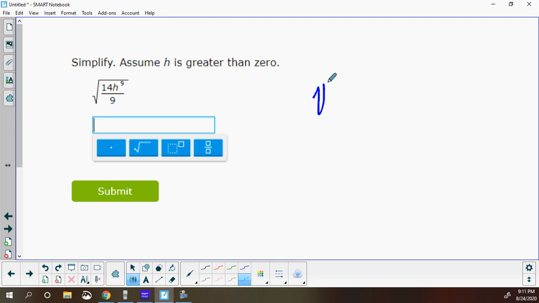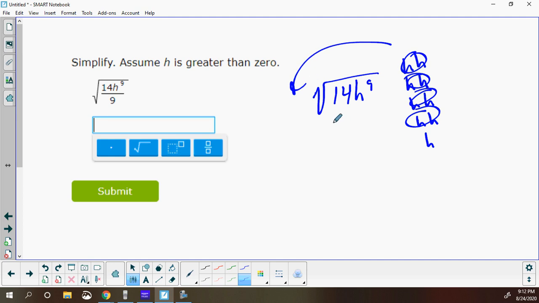Again, break it up. 14 h to the 9. We already did the work for 9, so we know it's going to be h to the 4 on the outside. 1, 2, 3, 4. So you already know that. And then square root of 9 is 3. We've already worked with 14s, 2 and 7. It doesn't break down. So our work is already done.